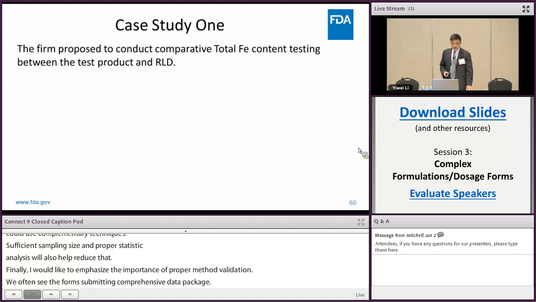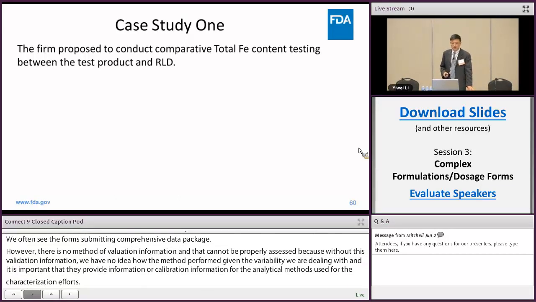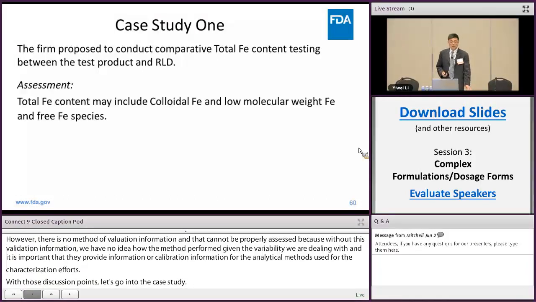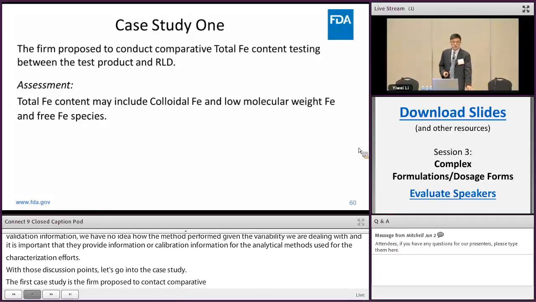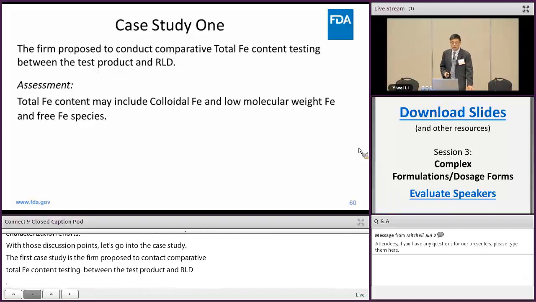So the first case study, the firm proposed to conduct comparative total iron content testing between the test product and the RLD. And the assessment is the total iron content may include colloidal iron and the low molecular weight iron and free iron species. From the discussion, you will know that we believe that the low molecular weight iron and free iron species are considered impurities.